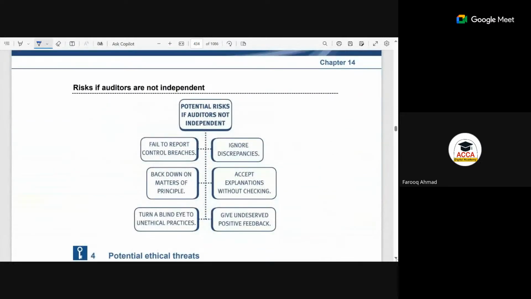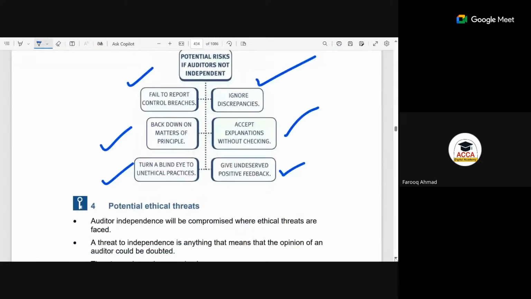Risk if auditors are not independent. If the auditor is not independent, if he is a relative of the CFO, or they have internal benefits or issues, then they fail to report control breaches, ignore discrepancies, accept explanations without checking, back down on a matter of principle, turn a blind eye to unethical practices, give undeserved positive feedback. So these are examples of the risk of the auditor not being independent.